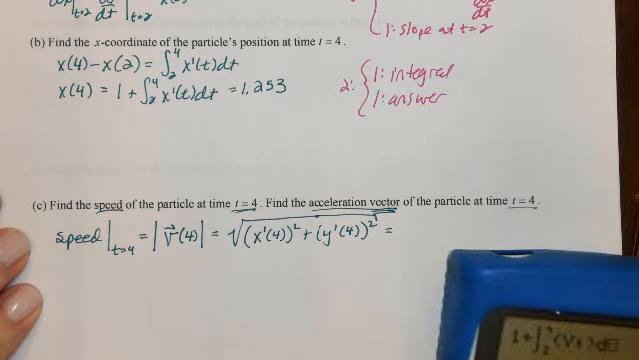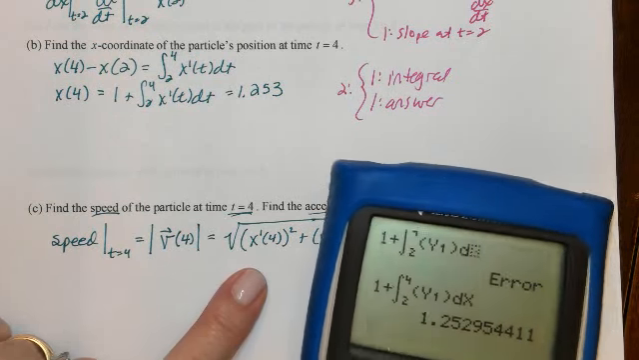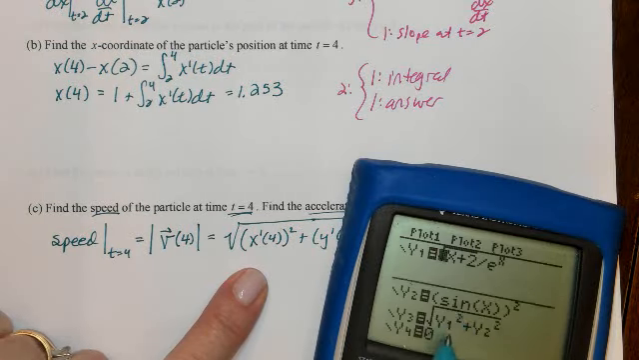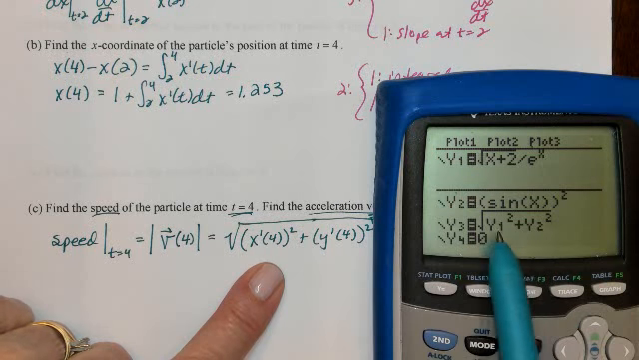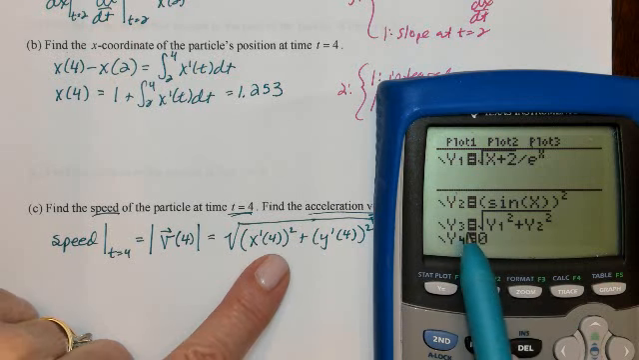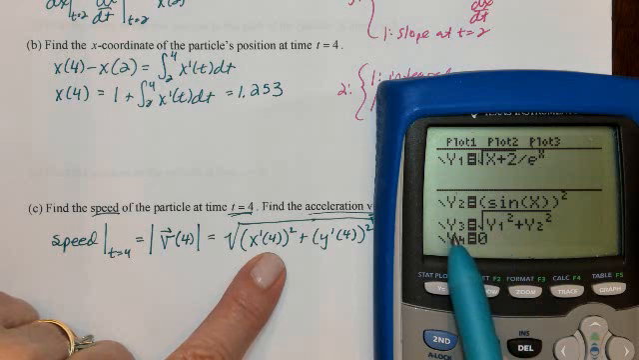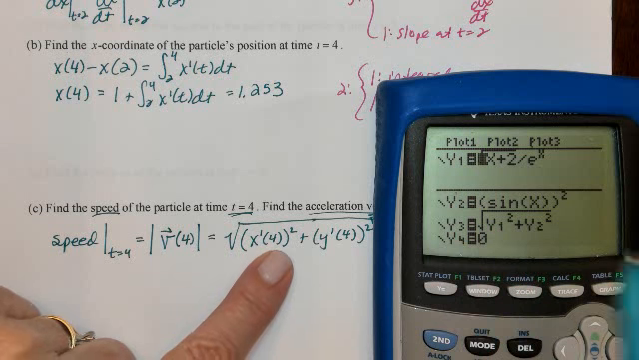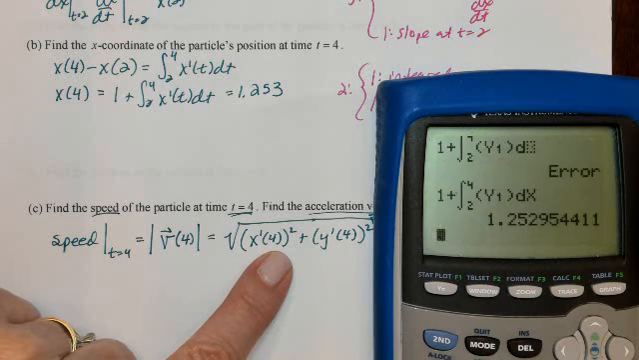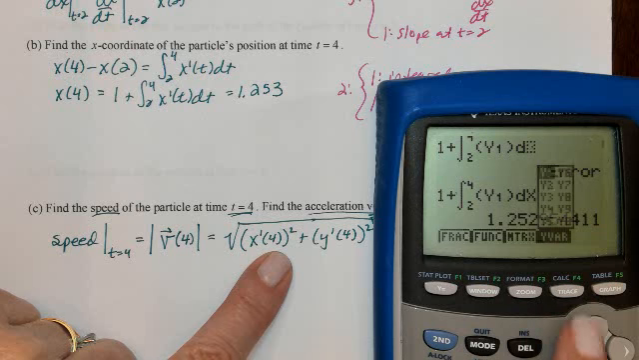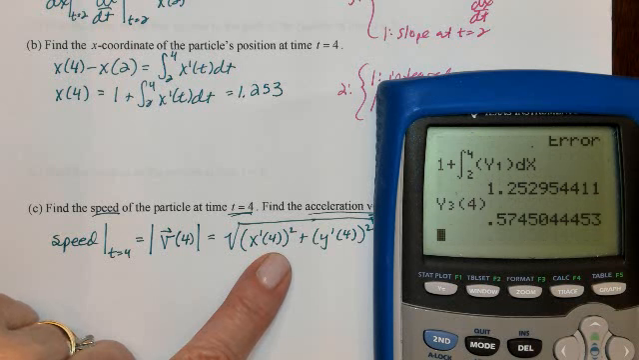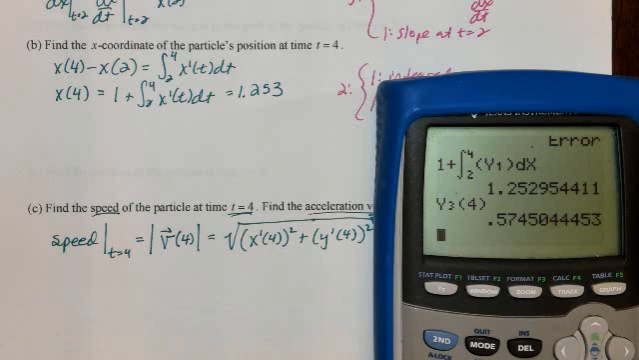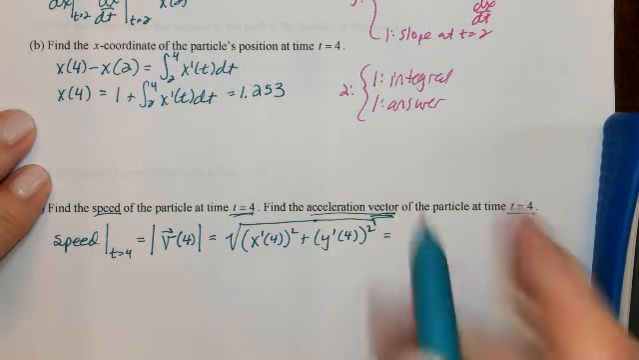Okay, so to our calculator. For y3, we have x prime squared plus y prime squared. So all we have to do is evaluate y3 at time 4, right? So I'm going to go y3 at 4, and that's going to be my answer, 0.574 or 0.575 if you round.